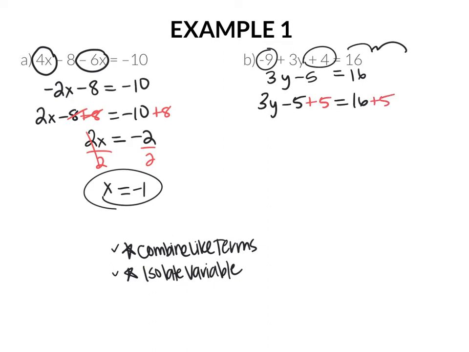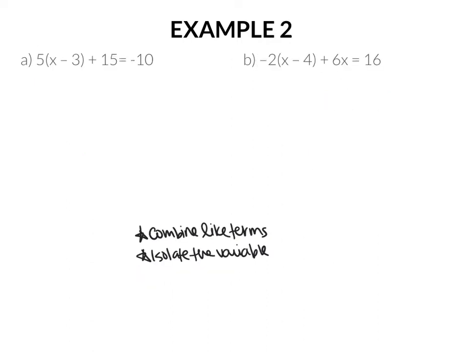My next step is to add 5 to both sides to leave me with the 3y by itself and get rid of that negative 5. And that gives me 21. When I divide to isolate my variable, I get y to equal 7. For my problems in example 1, I combined my like terms and then isolated my variable per usual.